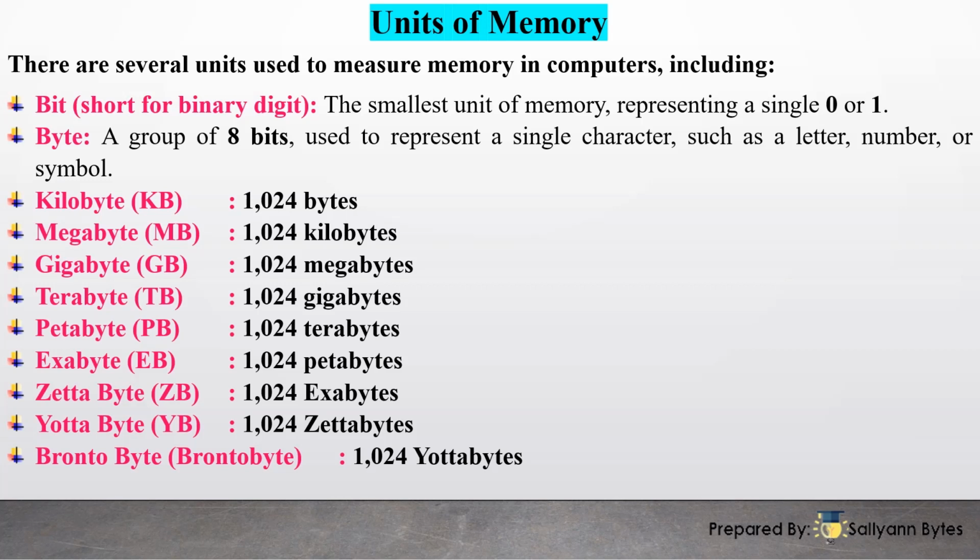Petabyte, PB, 1024 terabytes. Exabyte, EB, 1024 petabytes. Zettabyte, ZB, 1024 exabytes. Yottabyte, YB, 1024 zettabytes. Brontobyte, 1024 yottabytes.